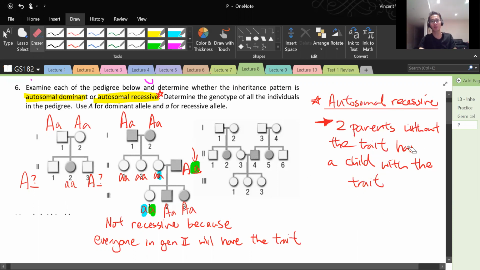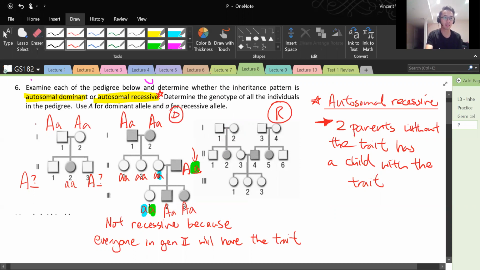Two parents without the trait has a child with the trait. That's how you know it's recessive. Look, these two people don't have the trait. How do I know they don't have the trait? They're not shaded in on the pedigree. So they have a kid who has it. So that's definitely recessive.